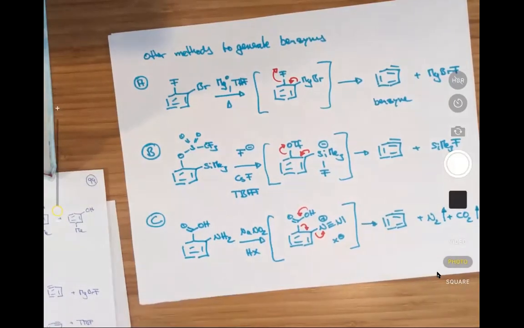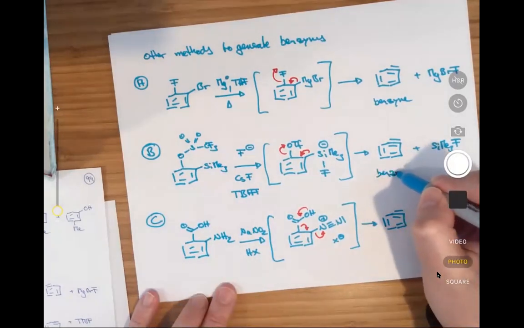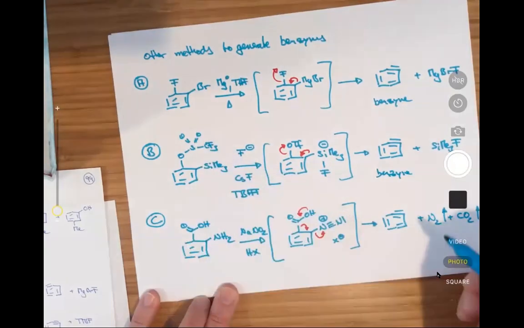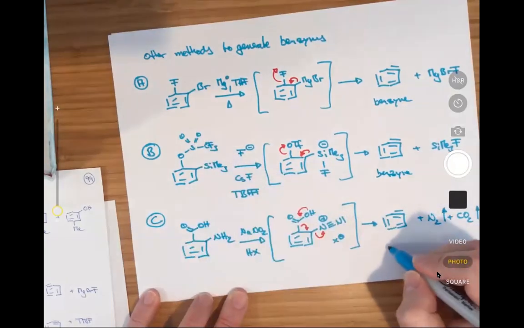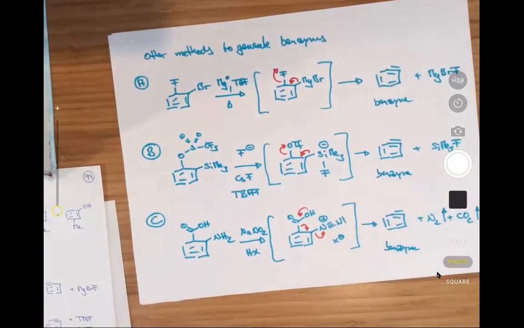So all of these are ways to generate benzynes from relatively simple, easily accessible precursors. And these are just some of the tricks, or that's actually most of the tricks that are known in the literature to form benzynes under controlled reaction conditions that do not require excessive temperatures like 300 or 200 degrees or liquid ammonia or something like that. Okay, so this is all I wanted to cover today.